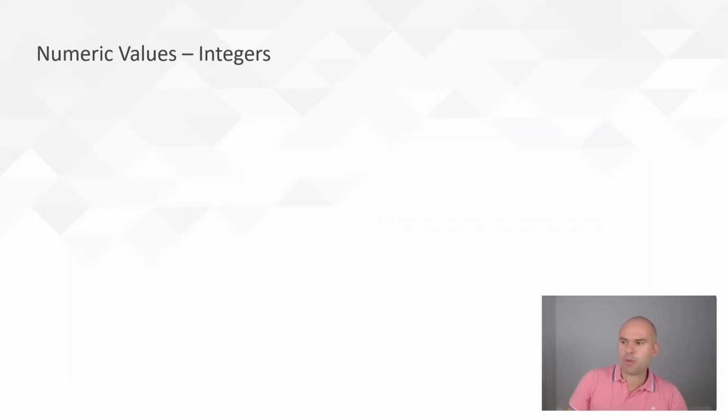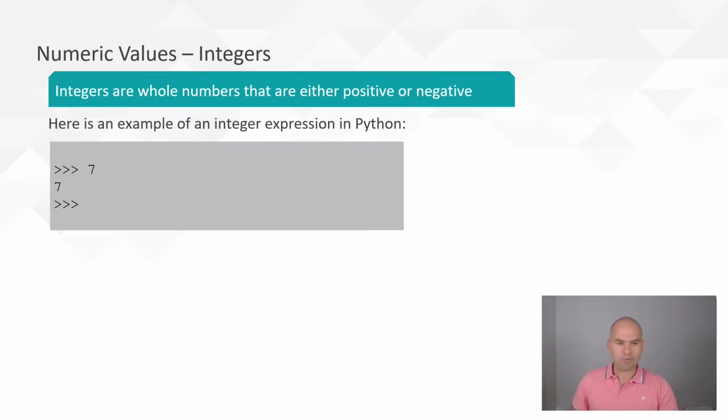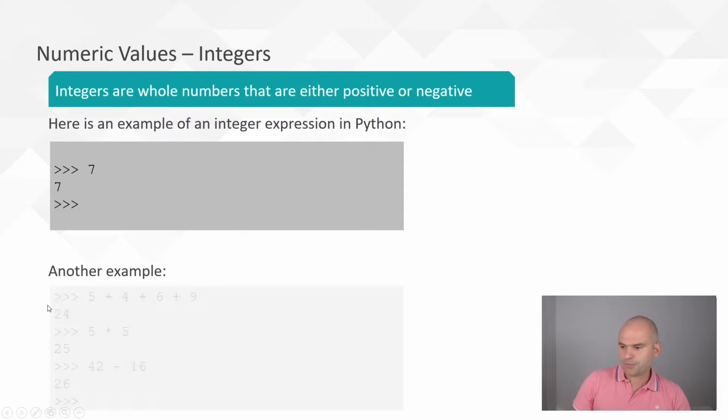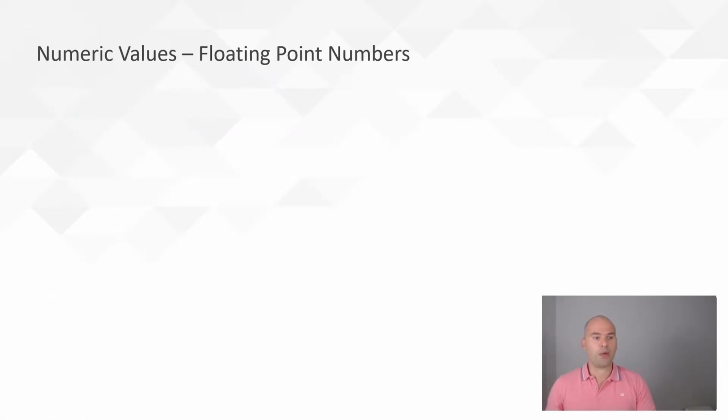Now, the first type of numeric value is an integer, which is a whole positive or negative number. Here's the most basic integer expression in Python, 7. That's an integer expression. 7 is an integer. Python understands it. You put this in the interactive shell and it just prints out 7. Here's another example. This integer expression basically adds 4 different integers. Add up to 24. This is a multiplication, 5 times 5. This is a subtraction.